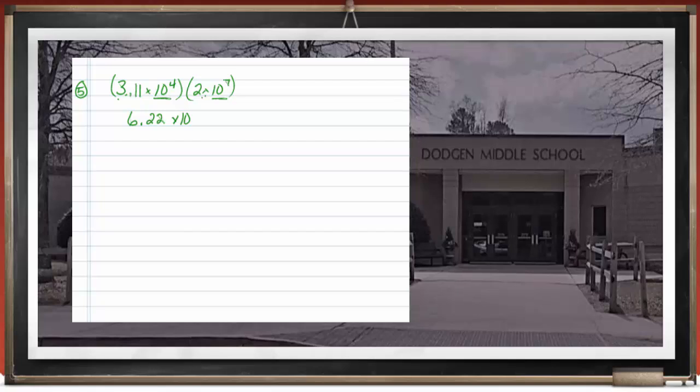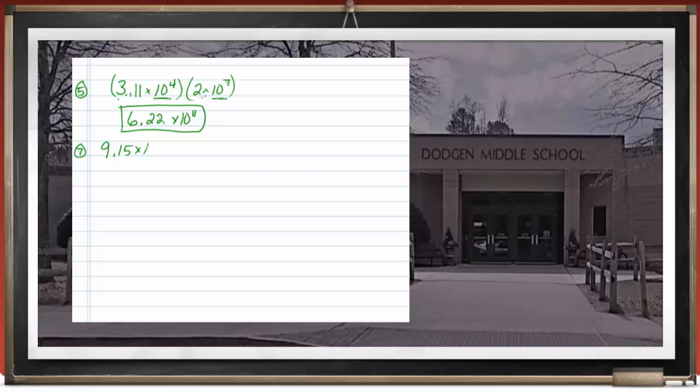times, again, we notice we have 2 of the same base. Since we have 2 of the same base, we can use our product rule, which says that we add the powers. 7 plus 4 is 11. Now we need again to check, is our solution in scientific notation? Is the term in front of the decimal place a value between 1 and 10? And it is. So we are done with that problem also.